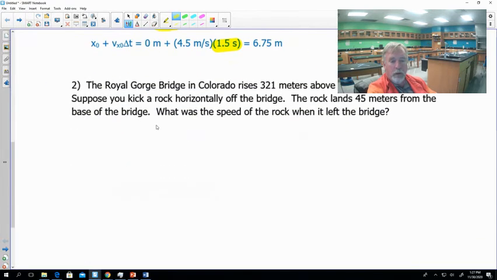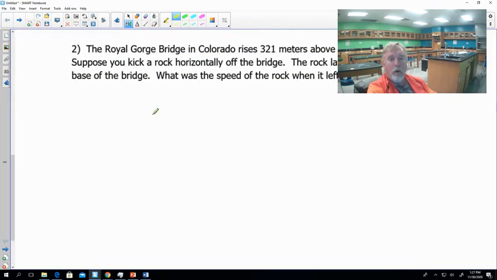Let's look at another one. The Royal Gorge Bridge in Colorado is 321 meters above the Arkansas River. So what if we kick off a rock horizontally off the bridge? The rock lands 45 meters from the base of the bridge. What was the speed of the rock when it left the bridge?